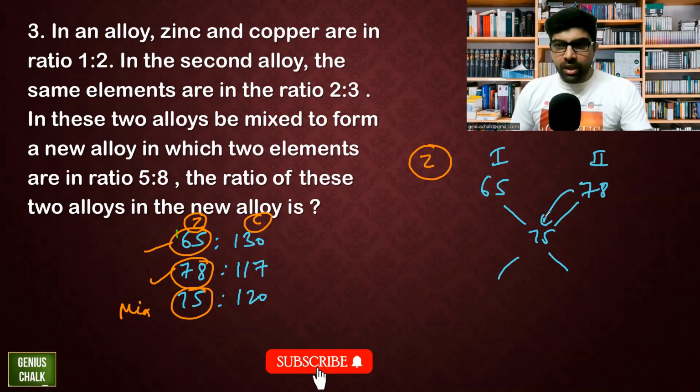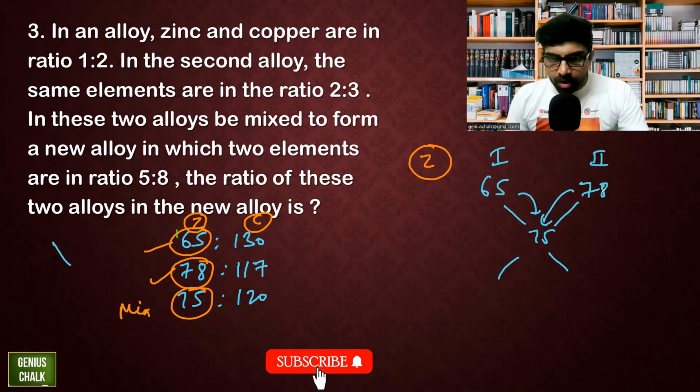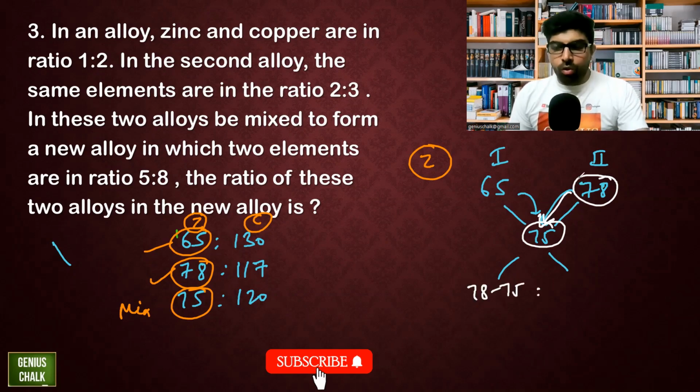78 minus 5. What is alligation? Alligation means this cross method where we subtract this higher quantity and this lower quantity. So whatever is the difference, we write it down. This is alligation. So if the overall is given and two quantities are given, we can find the ratio. So this is how we use it.